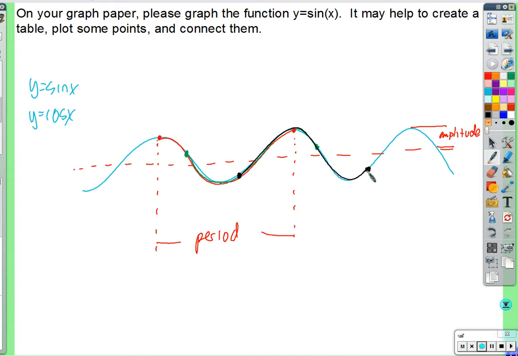So period and amplitude. We're going to look at just your basic y equals sine of x graph, y equals cosine of x graph, look at their amplitude, their period, and then look at what we would do to the equation to change those things, and investigate all that. How does that sound? Does that make sense to some degree? So you know what it's going to look like. It's going to look like this wave.